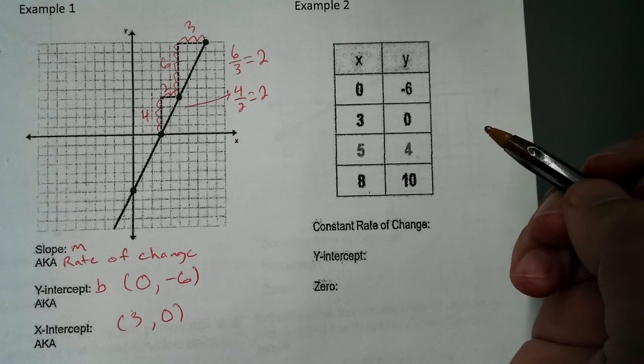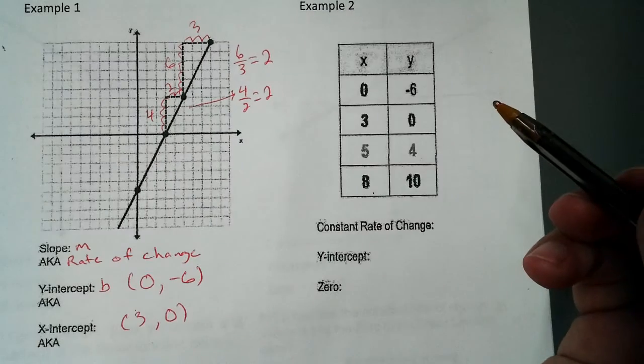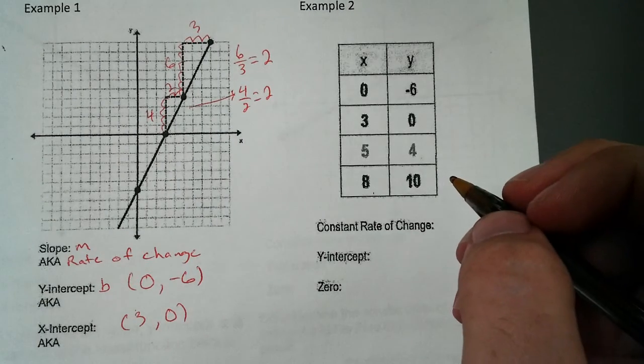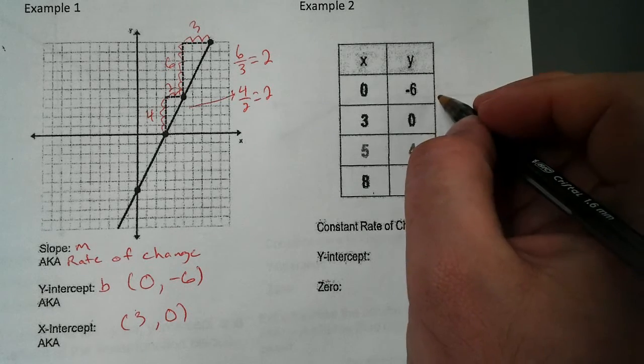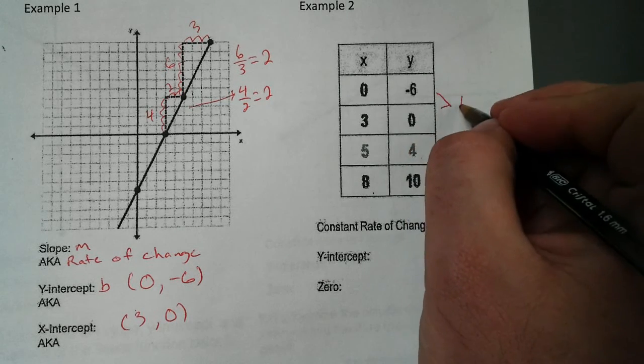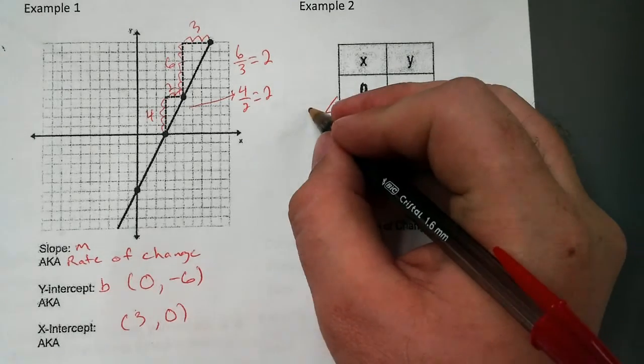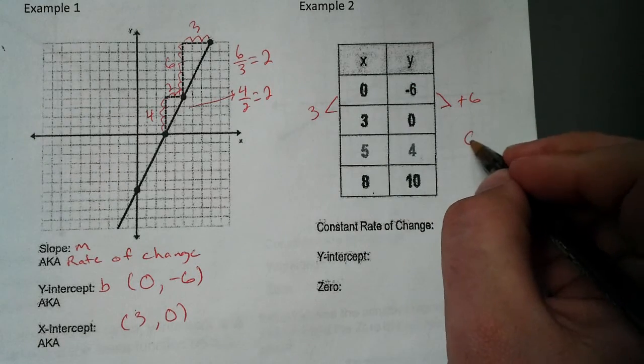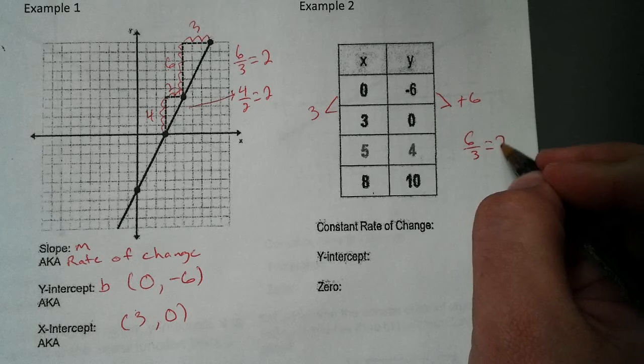Now, let's look at example 2. Instead of on a graph, we have it on a table. Can we find the constant rate of change? Yeah. Your change in y, this goes up 6, over your change in x, this goes up 3. So we get 6 over 3, which reduces down to just 2.